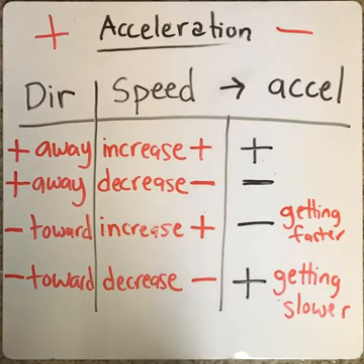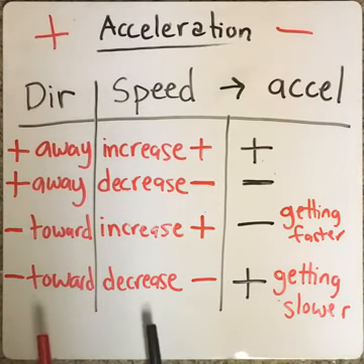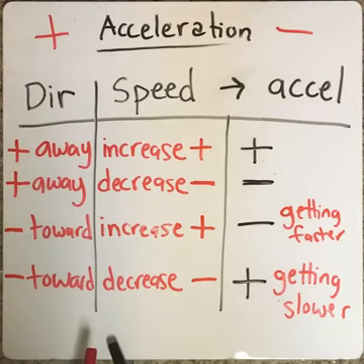So if you're trying to predict whether the acceleration is positive or negative, and you're just looking at a story, what you need to ask yourself is, what direction is the object moving? Is the speed increasing or decreasing? And then put those together using the math rules of multiplication, and that will predict the correct acceleration answer every time.